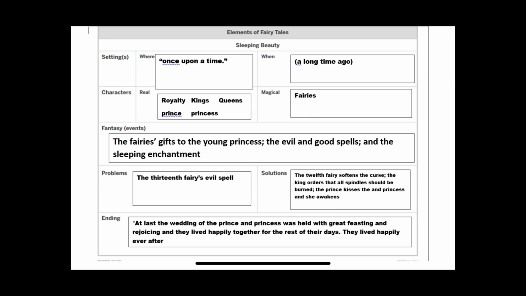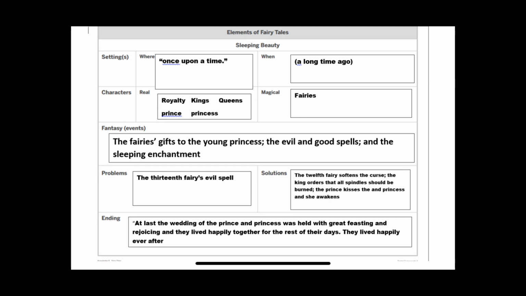Here goes. So yesterday's setting was once upon a time. And when is that? That's a long time ago. Characters are royals. Royalty include kings, queens, prince, and princesses. The magical characters in that story were fairies, because fairies are not real. Next, fantasies. The fairies' gifts to the young princess, the evil and good spells, and the sleeping enchantment. These are all fantasy events because these are not events that can happen in real life.